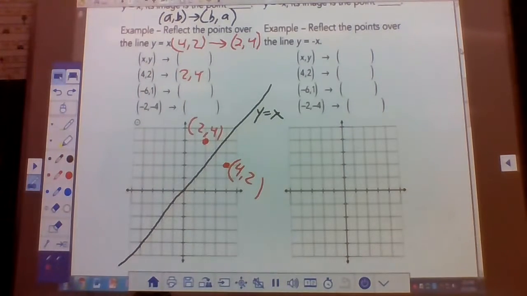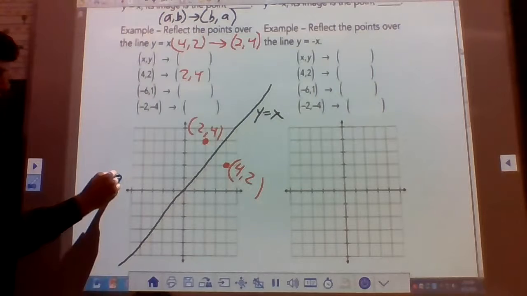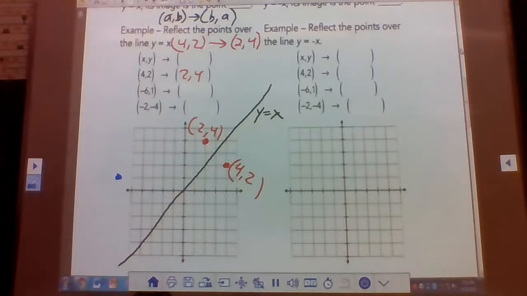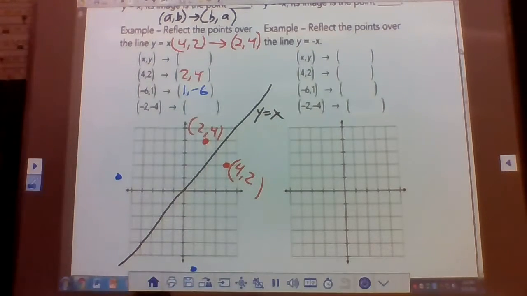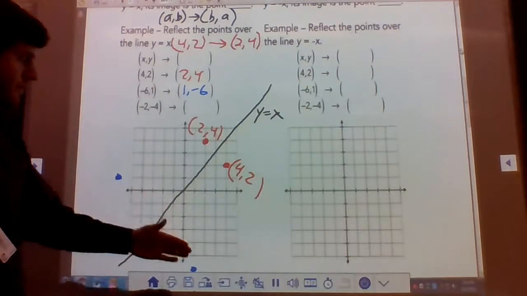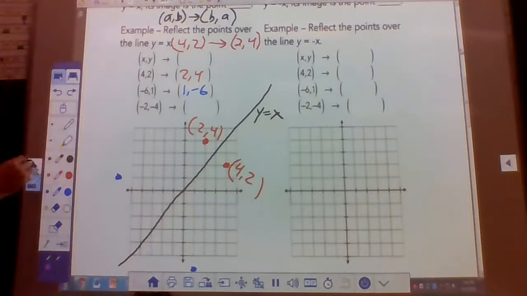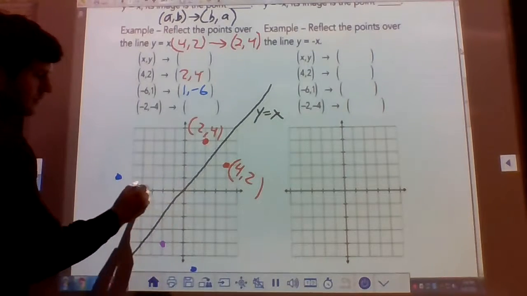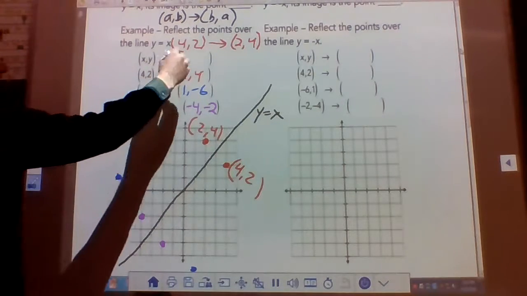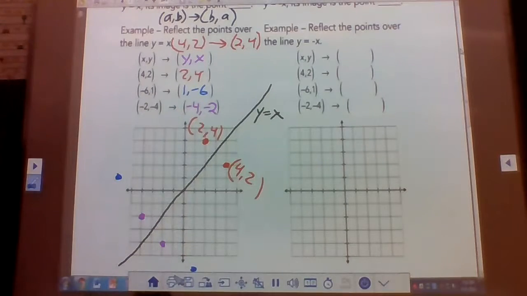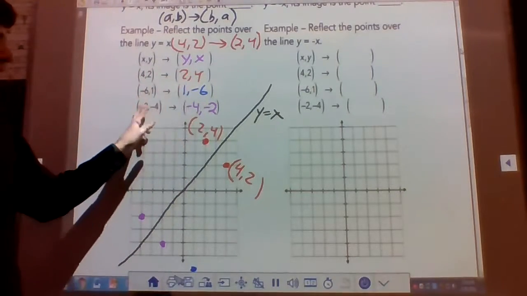4, 2 becomes 2, 4. Negative 6, positive 1 is right here. We're going to flip it down here, so it should be 1, negative 6. It folds over. Just flip them. AB, BA. And then we have negative 2, negative 4, which is then going to go to negative 4, negative 2. Any point x, y is going to become y, x. So all we're doing here is flipping the points.